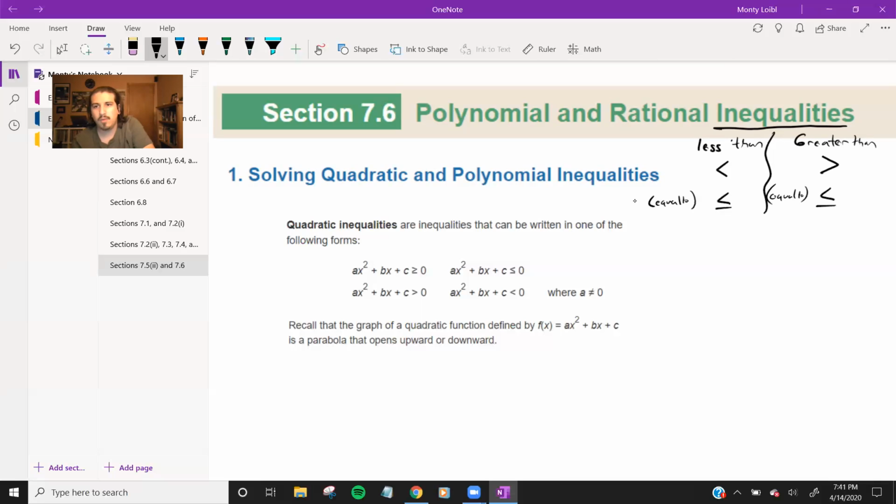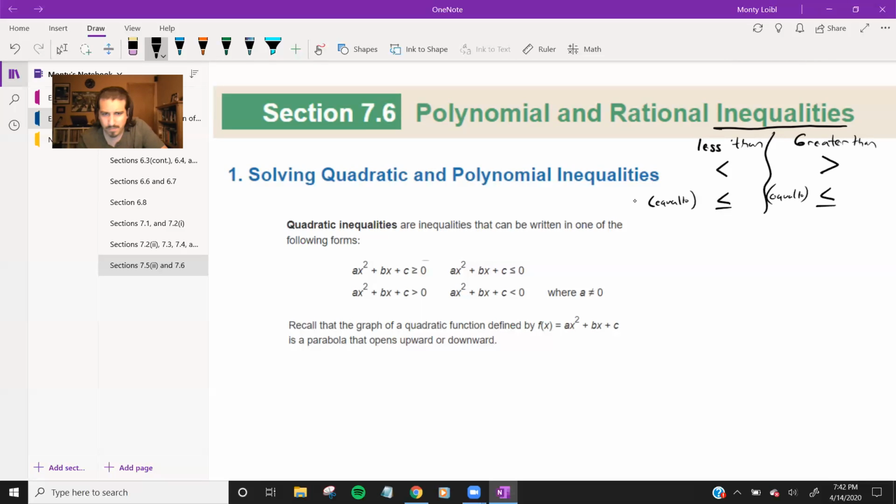So just reviewing, those are our inequalities. We're going to be looking for sets of solutions for these inequalities. Okay, so quadratic inequalities are inequalities that can be written in the following form.